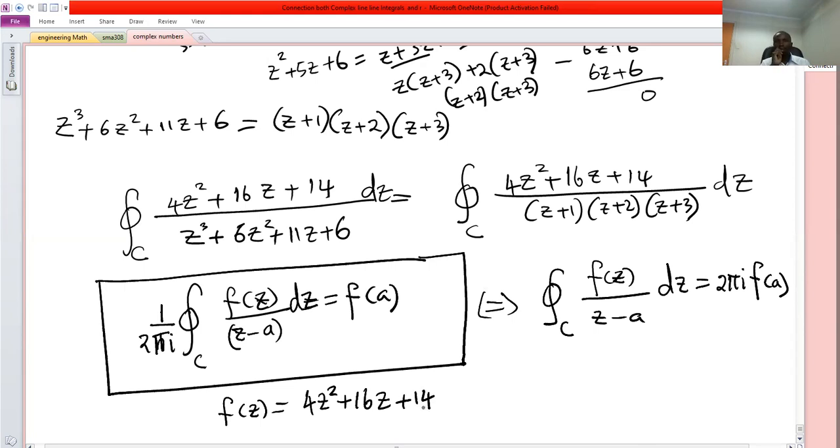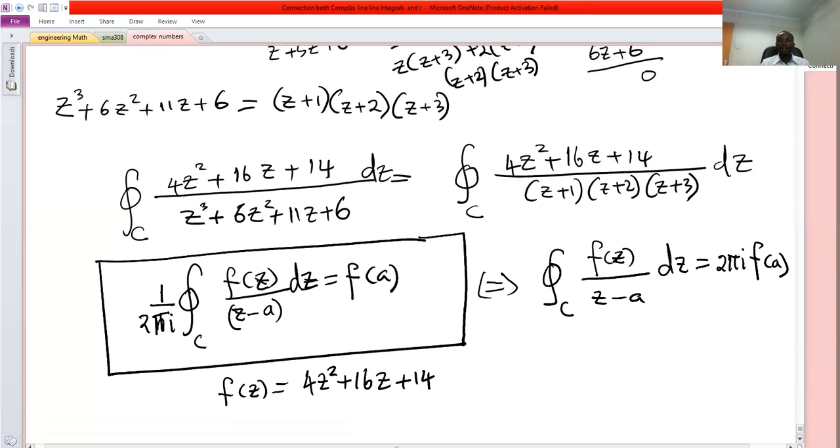Now we need to have each of these terms to be just a fraction. So we decompose this one into partial fractions.